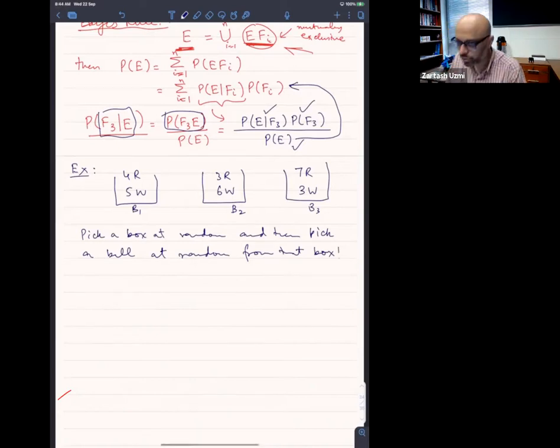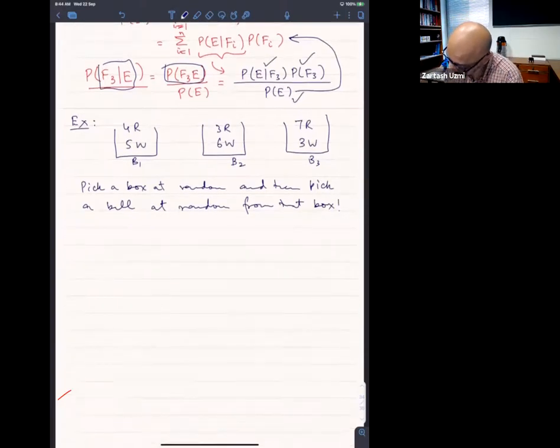So something happens first, the selection of the box, and then something happens later, the selection of the ball. So pick a box at random and then pick a ball from that box at random. First question: what is the probability that the ball you picked is red?